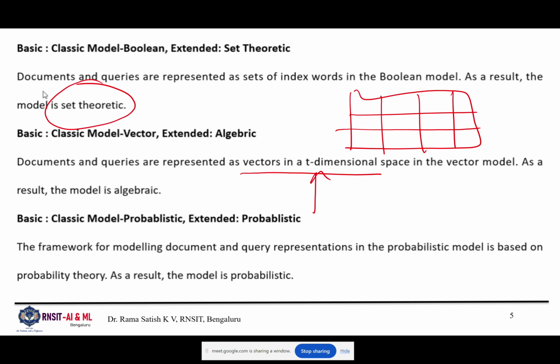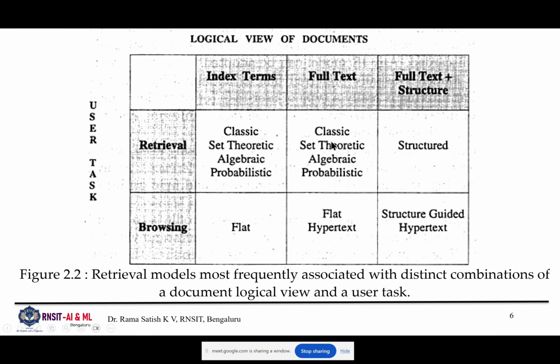It's a predictive model. The queries are represented in the probabilistic model that is based on the probability theory. As a result, the model is totally probabilistic. So that is the thing that you have to understand. And of course, you can understand here this logical view of documents. When you think of the classical theoretic model, they are mainly used for retrieval, and this is based on the index terms. So it makes use of these index terms.